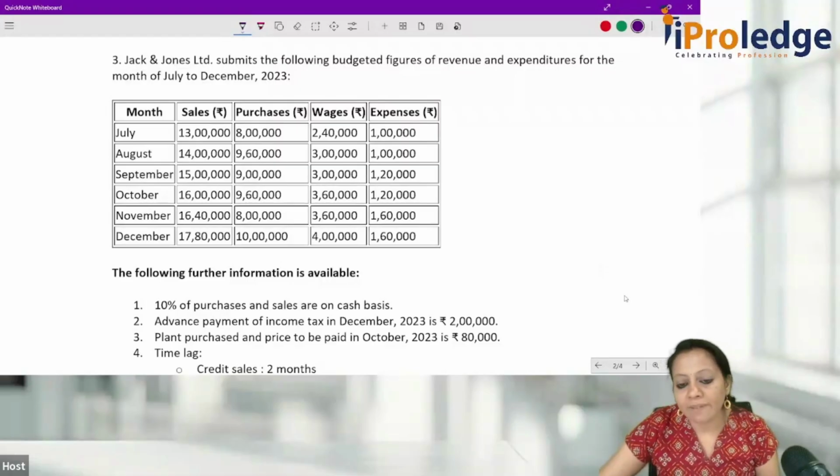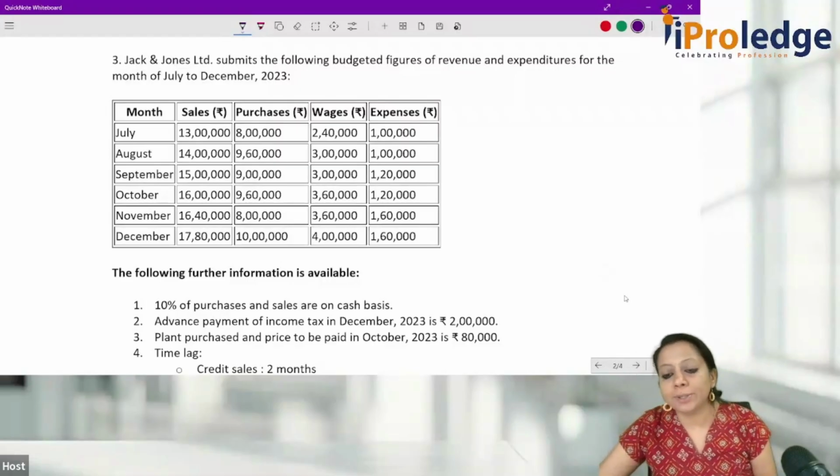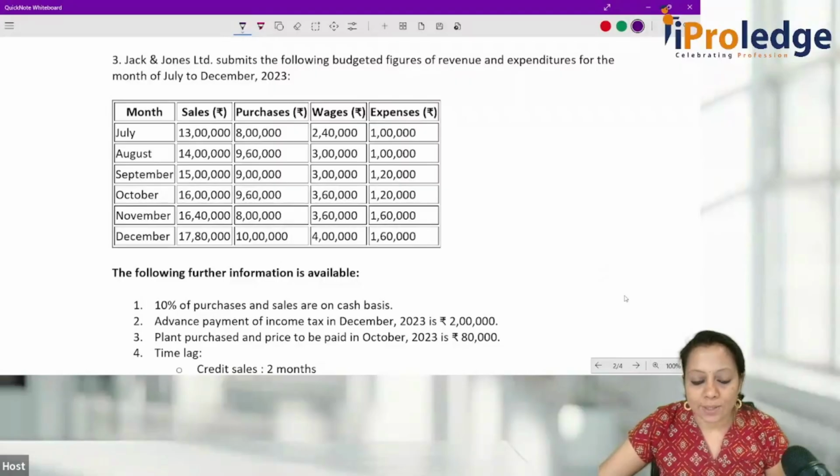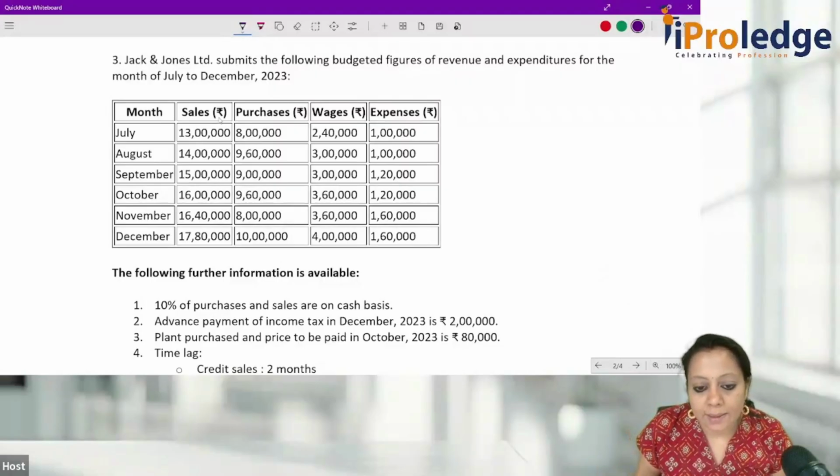Okay. So now, after doing this cash budget problem, we will do batch also. Okay. So now let's start.